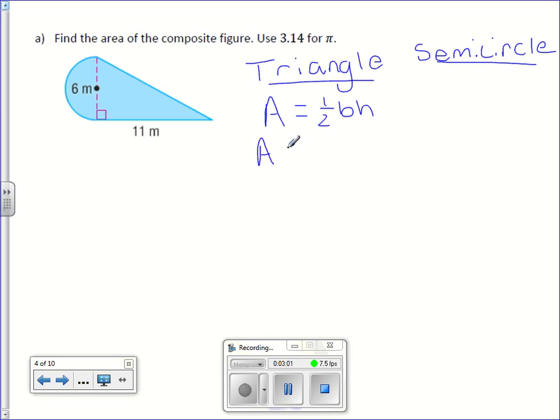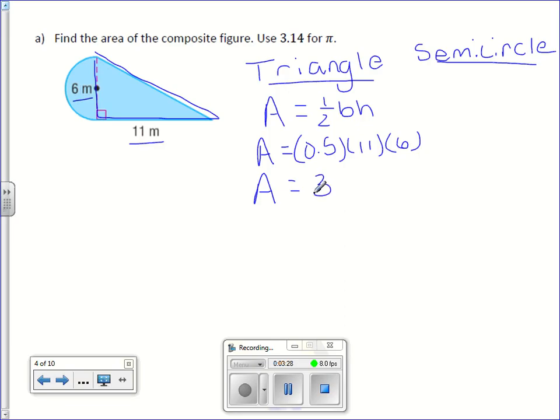Okay, so area equals, I'm going to use 0.5 for 1/2. The base is 11, and the height is 6. And what I'm focusing on here is this triangle. Use your calculator, plug in those values, 0.5 times 11 times 6, and you will get 33 meters squared. We'll worry about the units at the end. Now for the semicircle.